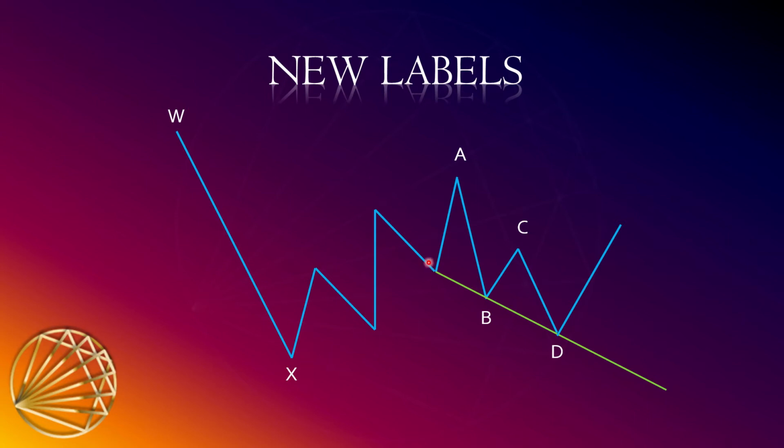Now that we're using this line here, we know it intersects with B and D. What are we going to call this point here? Well, if we call this W and this X, we could call it Y. But I reserved Y for this high over here, so I'm going to call this one Z. That's where I came up with the Z for that. So we're not going to call this the 135. We're going to call it the ZBD line.